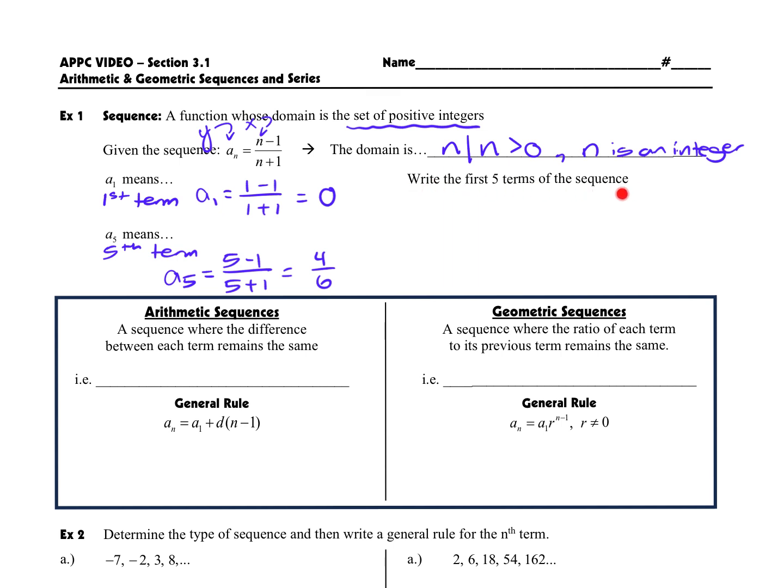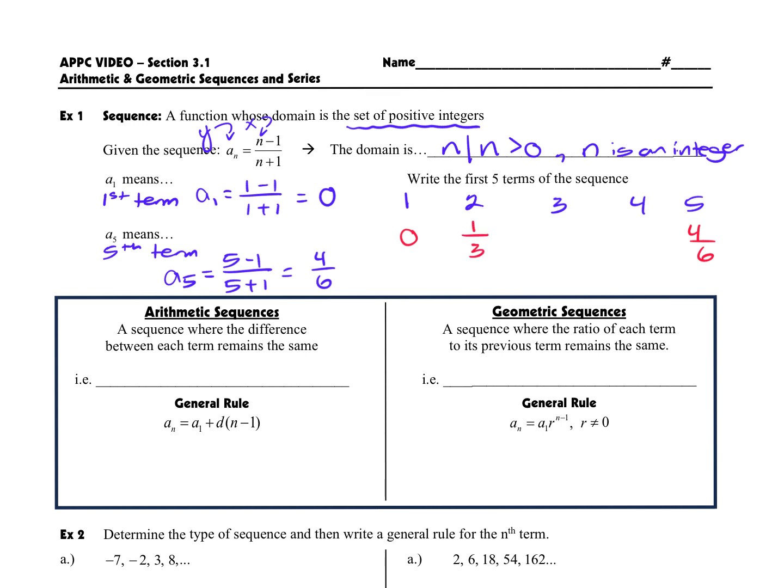Over here, we're going to write the first 5 terms of the sequence. That means we're going to find when n is 1, 2, 3, 4, and 5. Now we actually already found 2 of those, and our first term is 0, and our fifth term is 4/6. Again, I'll reduce that in a second. So now let's go ahead and start substituting in. If I substitute in 2 here, I'm going to have my 2 minus 1. I'm going to do this a little more mentally this time. So my 2 minus 1 is going to give me 1. My 2 plus 1 is 3.